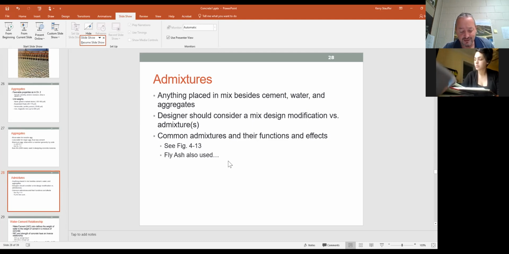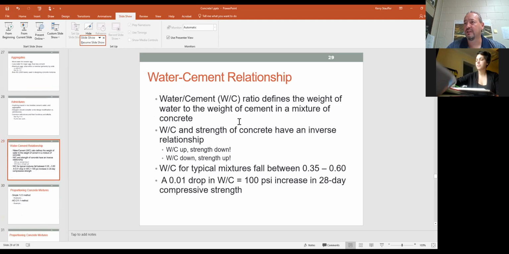And the last one I see, once again, are water reducers. And I think this is probably the next slide. So I'll go ahead and put this up. But what we have when we talk about a water cement ratio, that's the weight of water over the weight of cement. And as the water cement ratio goes up, the strength goes down.